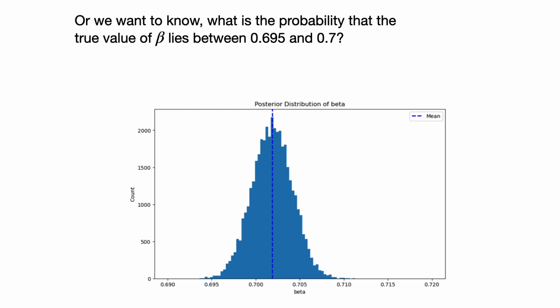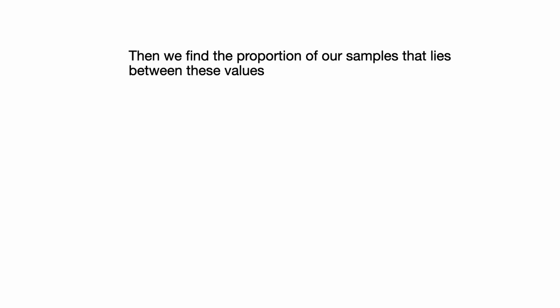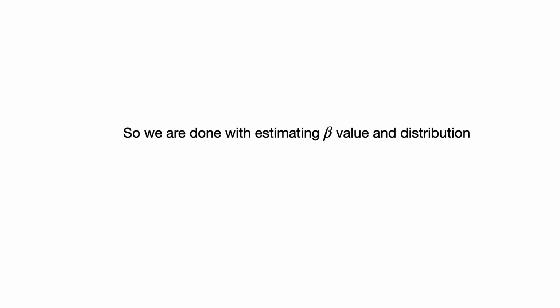Or we want to know what is the probability that the true value of beta lies between 0.695 and 0.7. In this case, we will calculate the proportion of our samples that lies between these values. So we are done with estimating beta value and distribution.